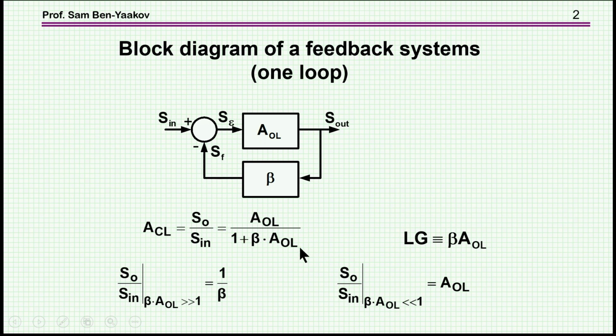Now the nice thing about it is that when beta A is larger than 1, that is, we have a loop gain which is larger than 1, then the gain converges to 1 over beta, because 1 can be neglected, and then we can take out A open loop, and we end up with 1 over beta. So this is the beauty of feedback. This is why we are using it. And if beta is stable, then of course we are going to have a stable input to output transfer ratio.